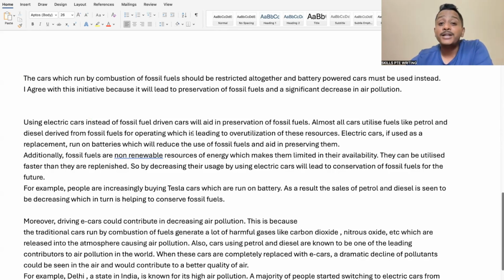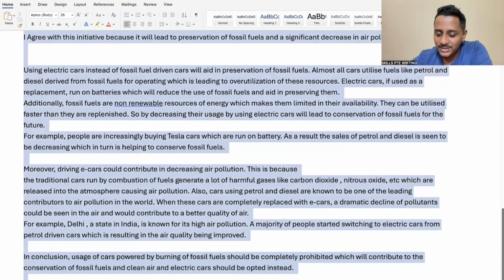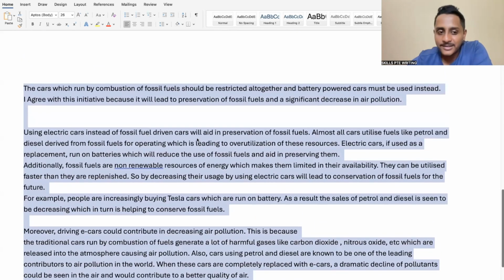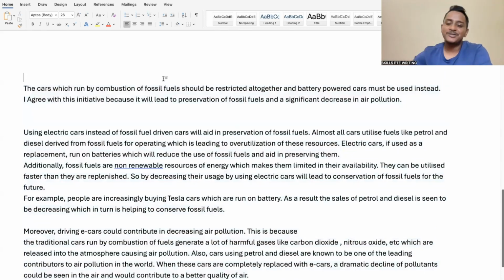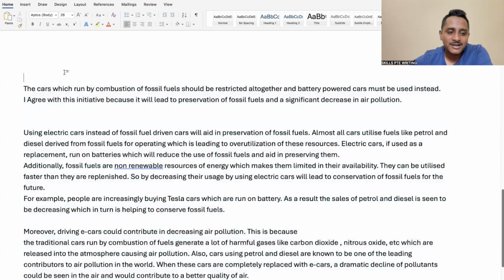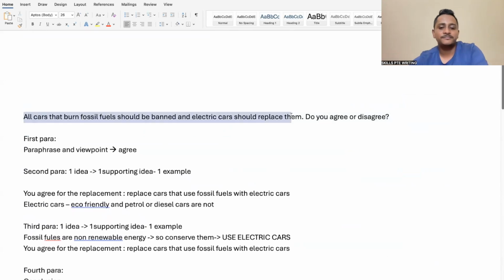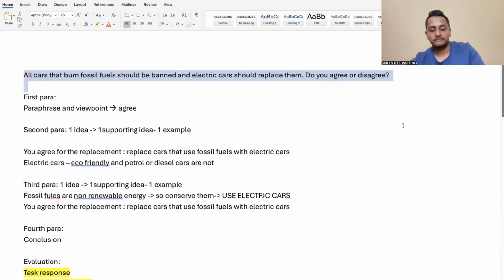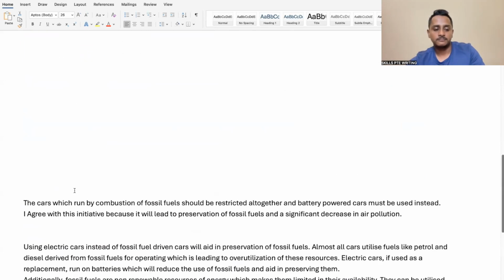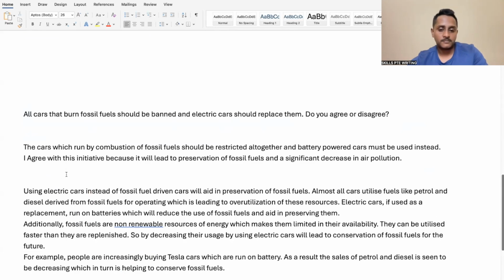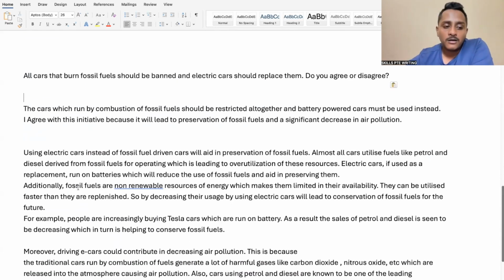It's a very nicely done essay. I would have given 7, maybe. I'm not sure how much Kansan ma'am has given, but it's a very nicely written essay. So I thought I'll take this up and show you. The same question, I'll rewrite the question here. The cars which run by combustion of fossil fuels should be restricted altogether, and battery powered cars must be used instead. Whatever is written here, same thing.